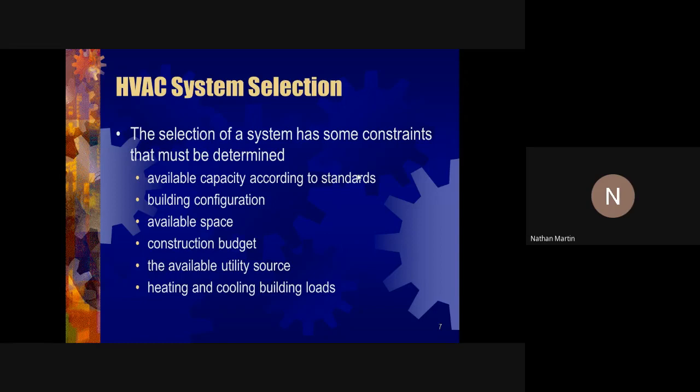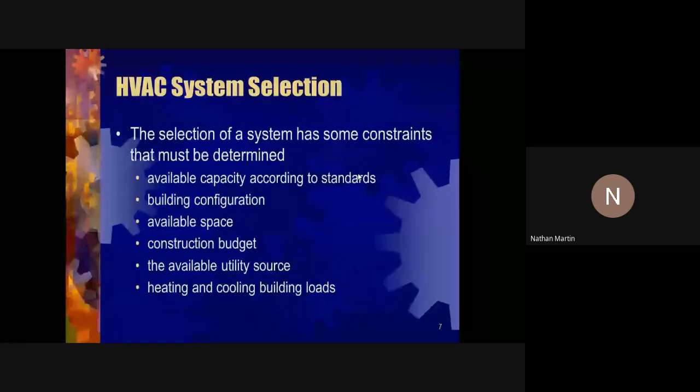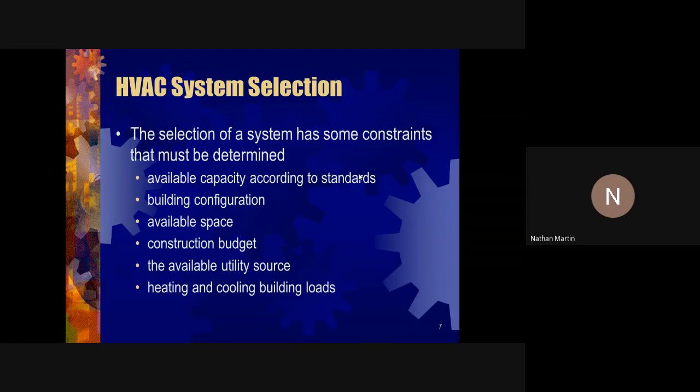The available utility source, right? Whether you have the supply voltage or not, right? If you are putting in a central unit, then in most cases you have to talk about three-phase, right? In some cases, it might be a single phase 220, right? So that again will determine the type of system and put a constraint on it. Then, talk about the building load, the heating and cooling that the system will need to provide. This will also put a constraint on the selection of the system, right?